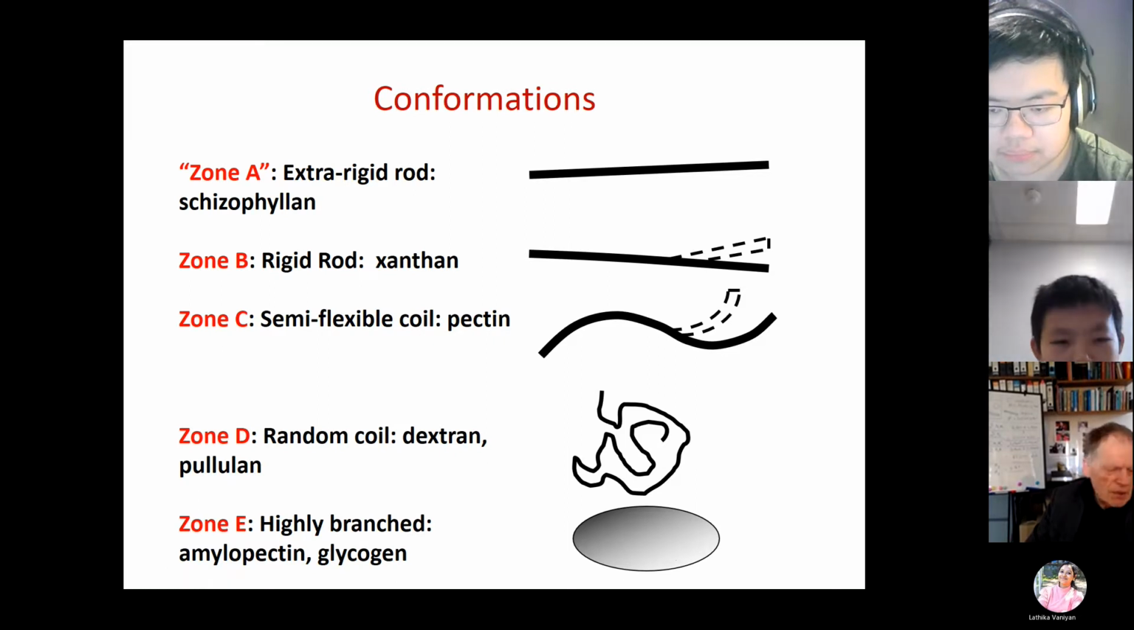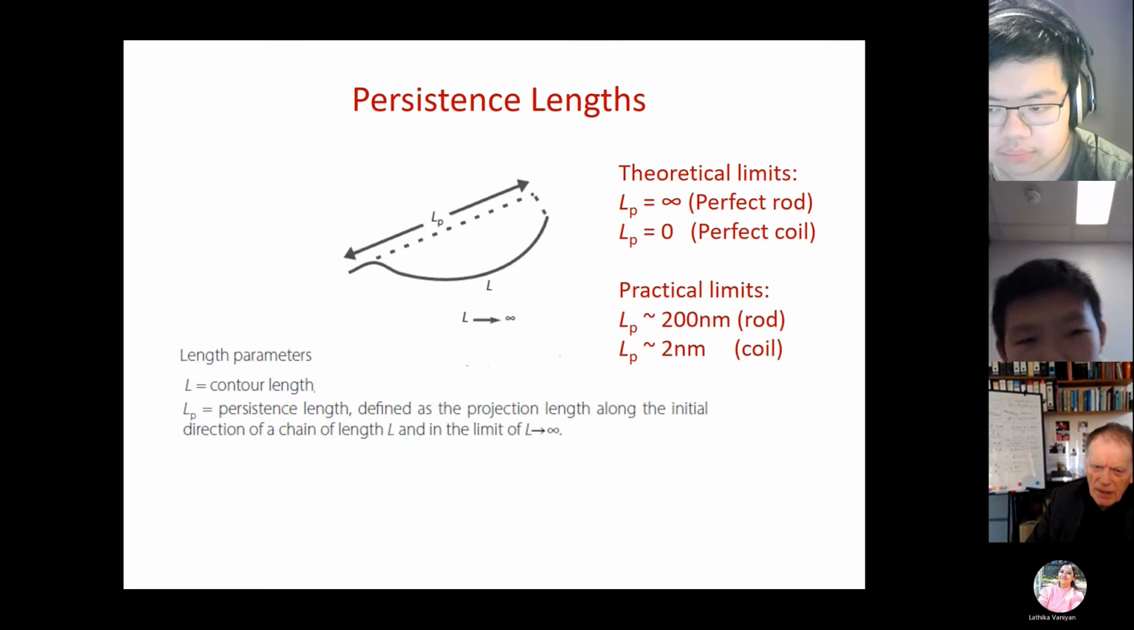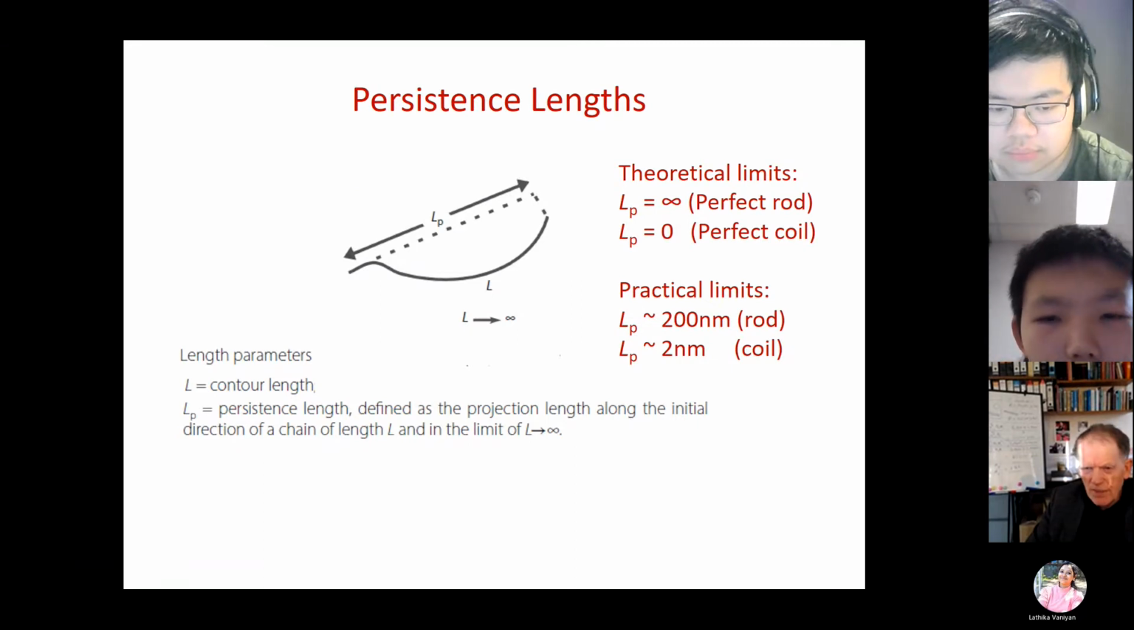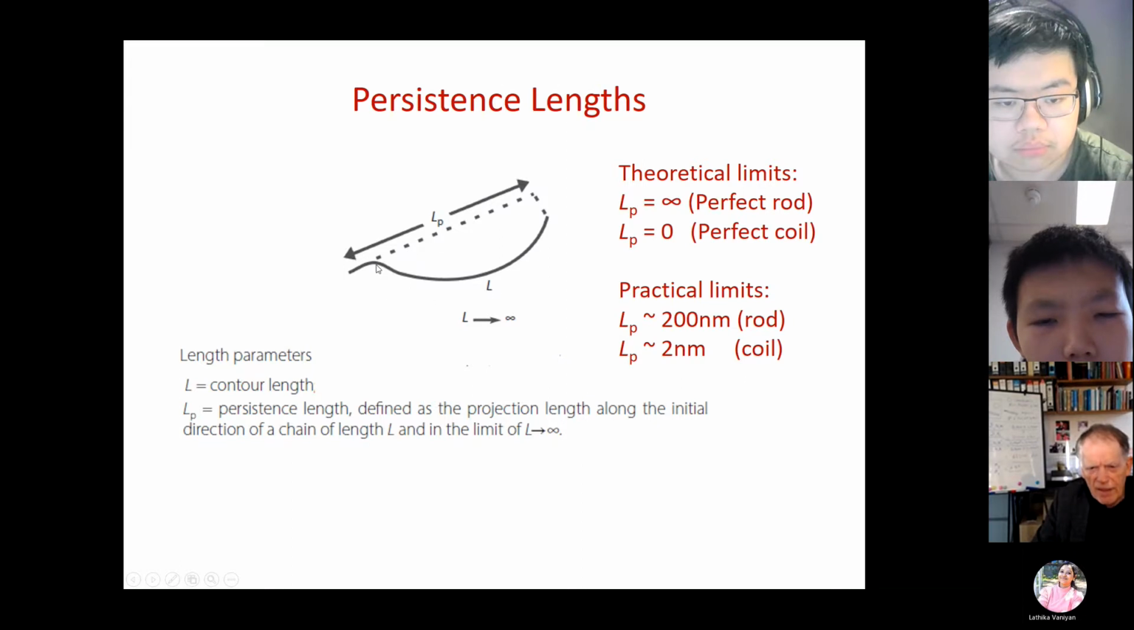So you get a huge variety of conformations with polysaccharides. And again, as we discussed in the previous lecture, using persistence lengths, where the persistence length is defined as the projection length along the initial length of the chain, by dropping a perpendicular from one end of the chain onto the initial projection, in the limit that the contour length goes to infinity.